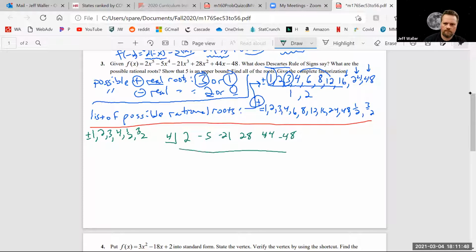All right. So 2, 8, 3, 12, -9, -36, -8, -32, 12, 48, 0. Yay! So 4 worked. Does that mean I crossed 4 off my list? If 4 worked, do I cross 4 off my list?